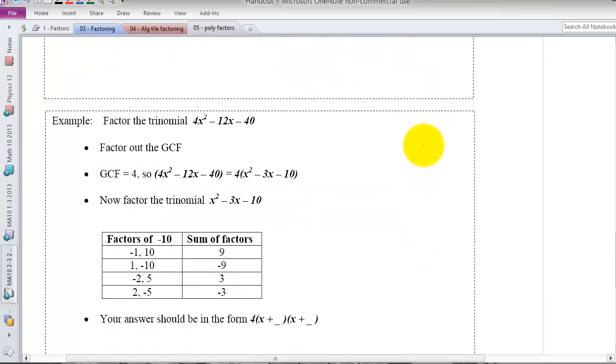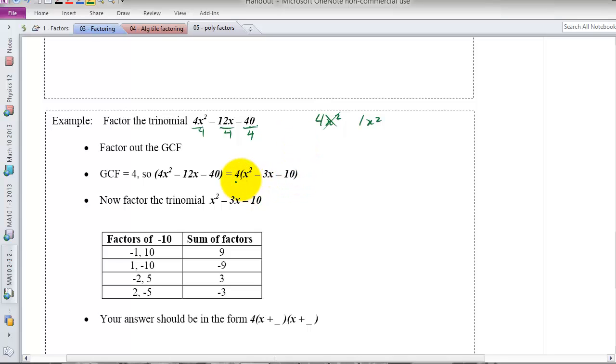Factor the trinomial 4x squared minus 12x minus 40. Straight off the bat we can't use the method we're just looking at, because this method only works when the term in front of the x squared is 1. However, looking at this question, I can see that we can factor out a GCF. The greatest common factor in all these terms is 4. We can divide this by 4, this by 4, that by 4. And when we do that, we get 4 times the trinomial x squared minus 3x minus 10.